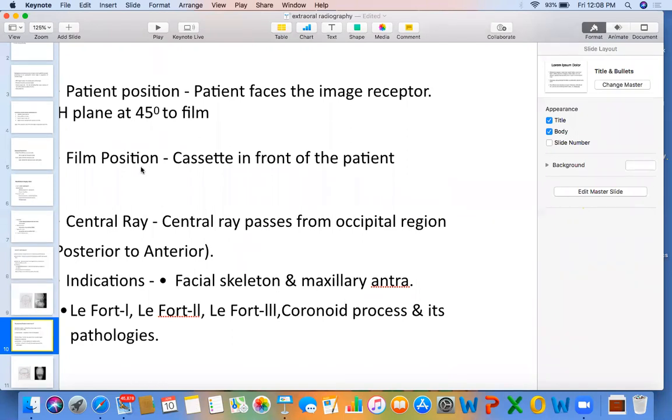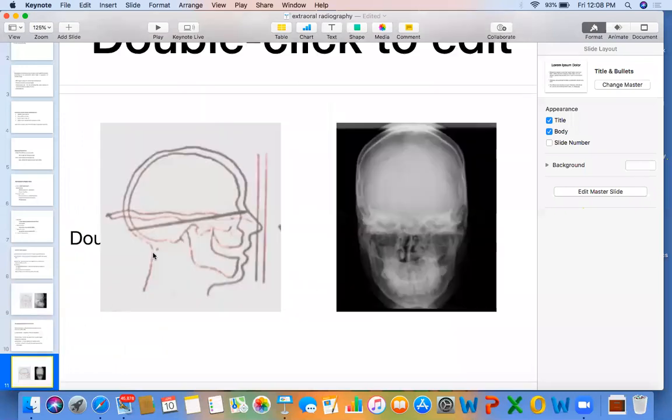And what is the film position? Cassette is in front of the patient. The central ray is passing from occiput. So I told you this is from posterior to anterior. Again, I'll show you the image. This is from posterior to anterior. The ray is coming from here to the front. And so we get the image of PA skull. Now the skull is completely covered here.